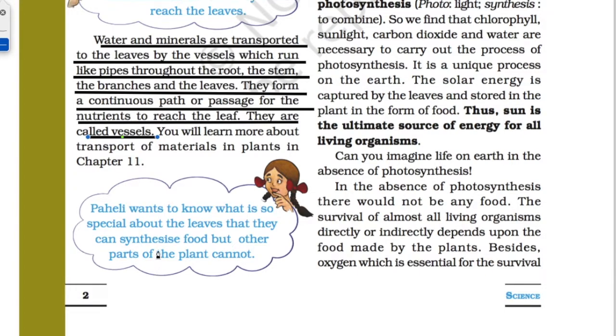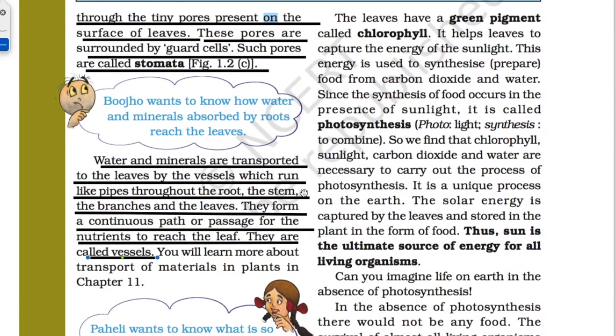We will learn more about vessels in chapter 11. Now, just like Paheli, you must be thinking, what is so special about the leaves that they can synthesize food but other parts of the plant cannot? Do you have this question in your brain? Okay, so let's try to find out the answer to this question.